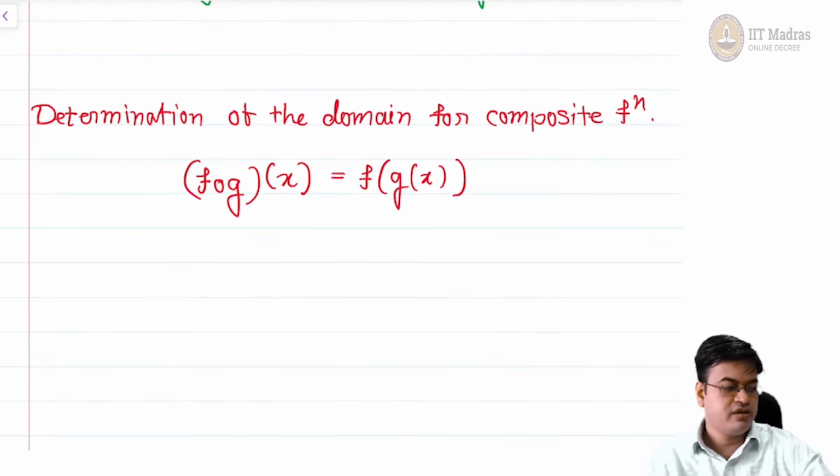So what is that point? Let us look at what is g(x). g(x) is 3 by x. Right? So this function is well defined only when x is not equal to 0. So x equal to 0 cannot belong to the domain of g. So naturally, I will enforce that x equal to 0 should not belong to the domain of f∘g.